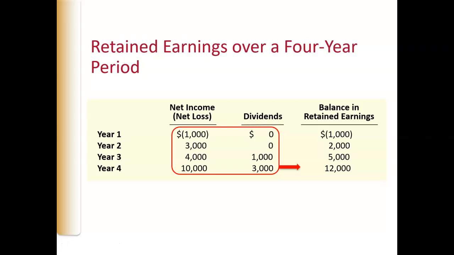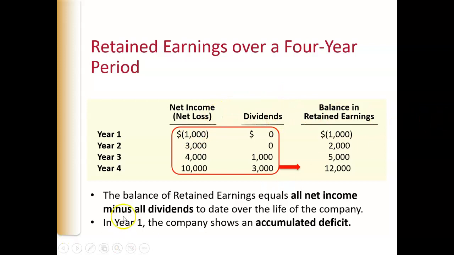Does that make sense? The key here is that you understand when it's a negative, it's a debit balance to retained earnings. You know how retained earnings normally has a credit balance? In that case, if it's a minus, it's a debit balance. The balance of retained earnings equals all net income minus all dividends over the life of the company.